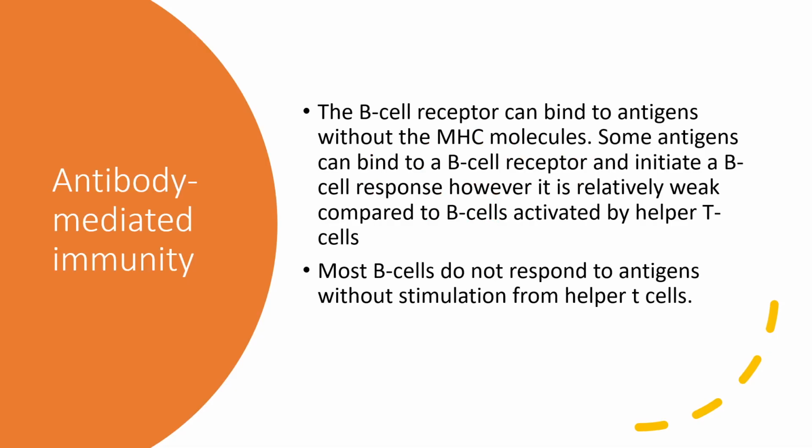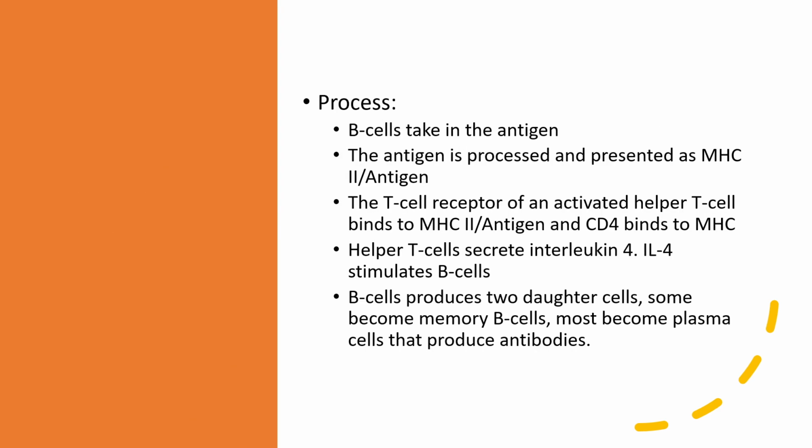Next we have antibody mediated immunity. The B cell receptor can bind some antigens without the MHC molecule. However, it is relatively weak compared to when the B cells are activated by helper T cells. Most B cells do not respond to antigens without proper stimulation from helper T cells. So the process for activation of our B cells is, first, B cells take in the antigen. This is optional.